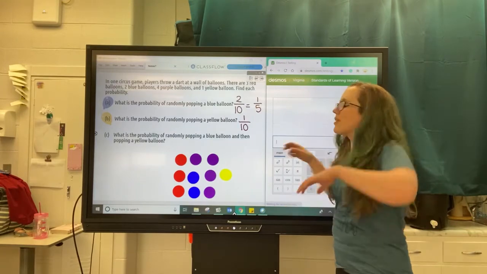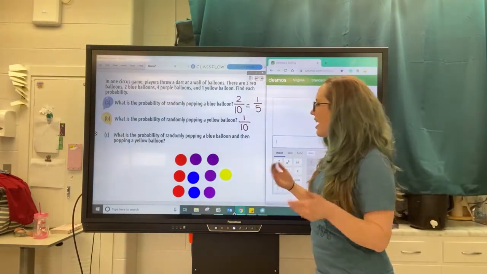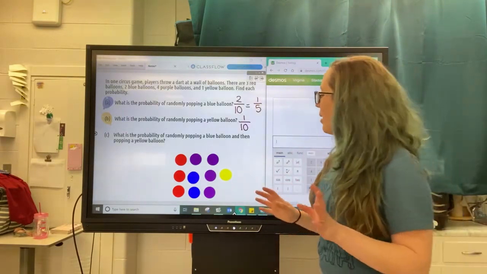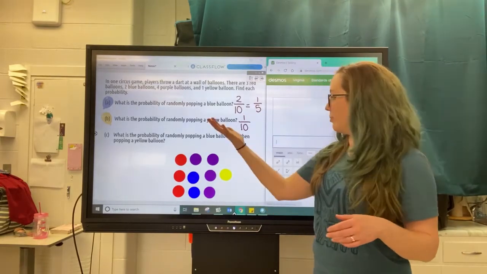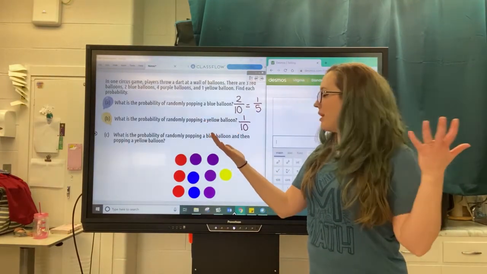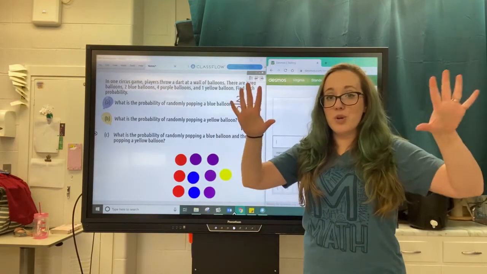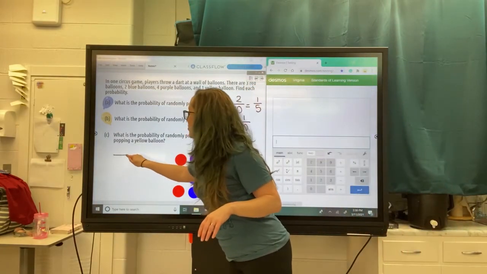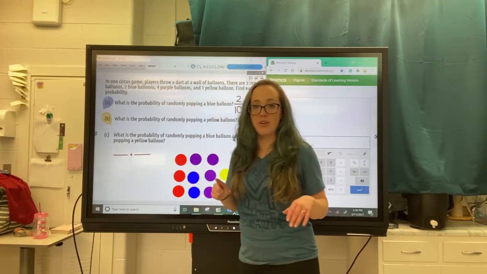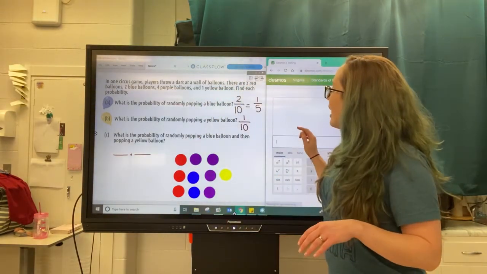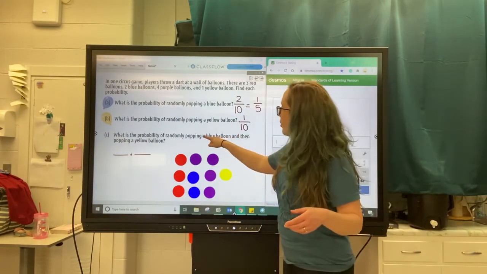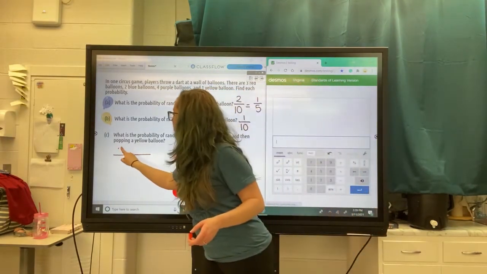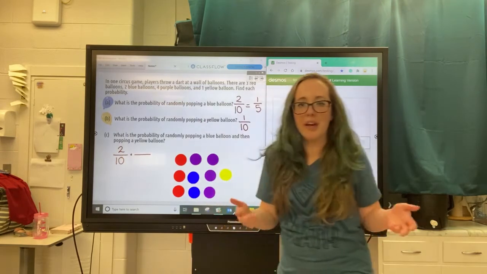Okay, now C is where the fun stuff starts. This is the kind of probability that actually makes you use your brain a little bit, but I like this kind the best. So it says, what is the probability of randomly popping a blue balloon and then popping a yellow balloon? So we are doing 2 things here, blue and yellow. So that means that I need 2 fractions to get my answer. Okay. And the first part I've already done. The chance of popping a blue balloon, 2 out of 10 or 1 out of 5. I'm just going to put 2 out of 10. I know that's the chance of popping a blue balloon.